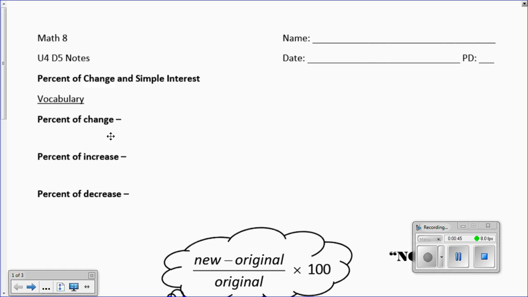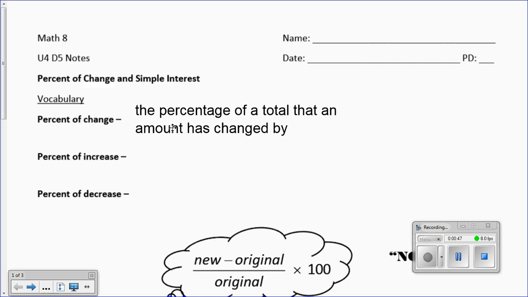So, percent of change is the percentage of a total that an amount has changed by. So when we say we're going to go up in price, we don't just double it or triple it. We can go up like part of it. So we can get a certain percentage and increase it by that much. Very similar to markups, okay? That's a percentage of change.